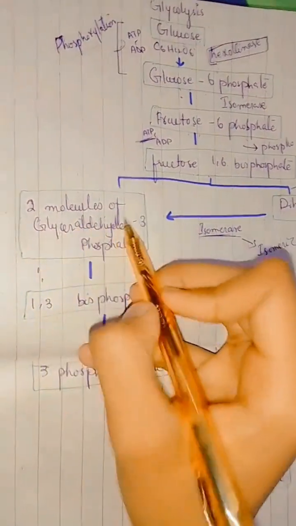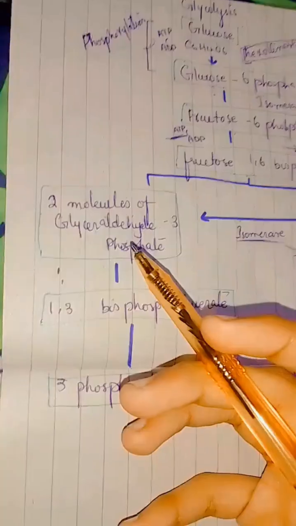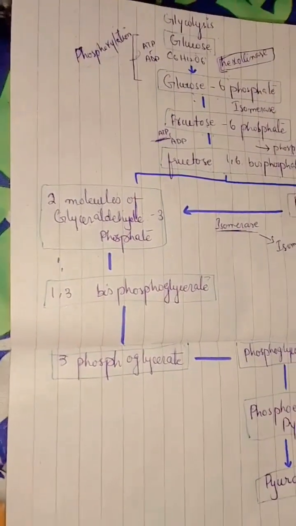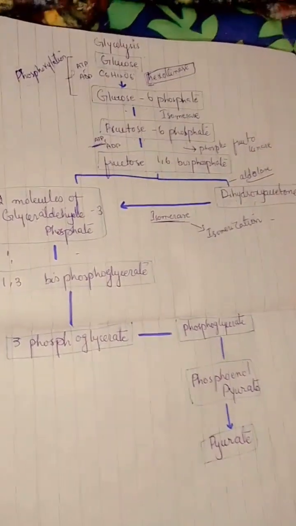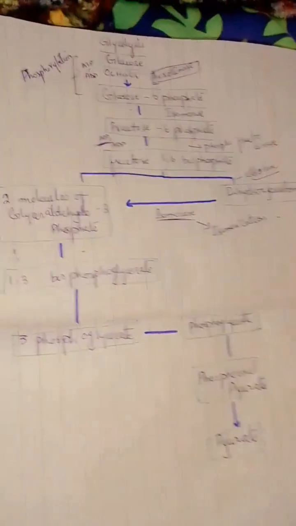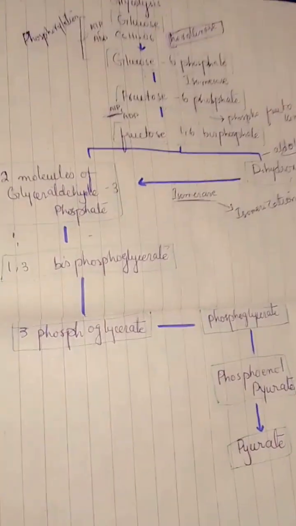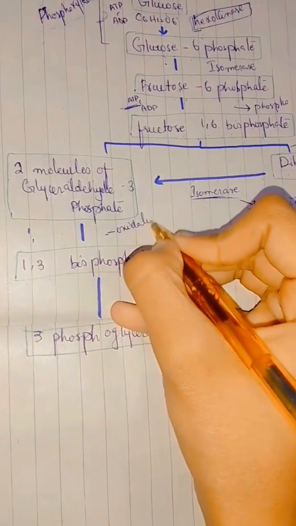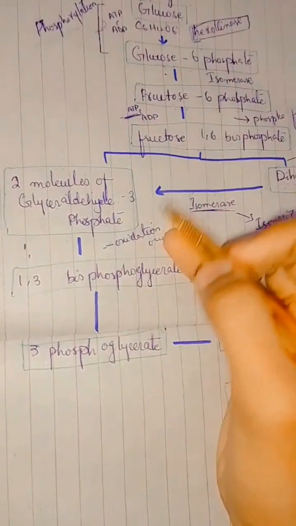Then these are the two molecules of glyceraldehyde 3-phosphate, because it is now converted into two molecules of glyceraldehyde 3-phosphate. Now there will be oxidation. As I said, the first phase was the preparatory phase. We will be discussing which one was the preparatory phase and which one was the oxidative phase. As I said, oxidation will occur in the oxidative phase, so here oxidation occurs in this step.